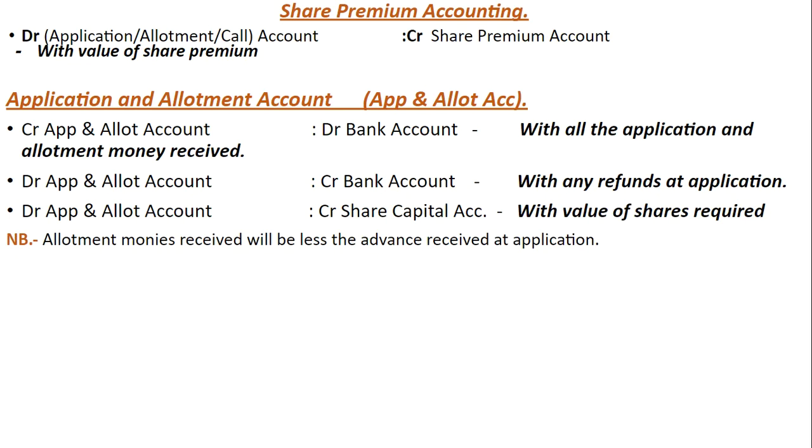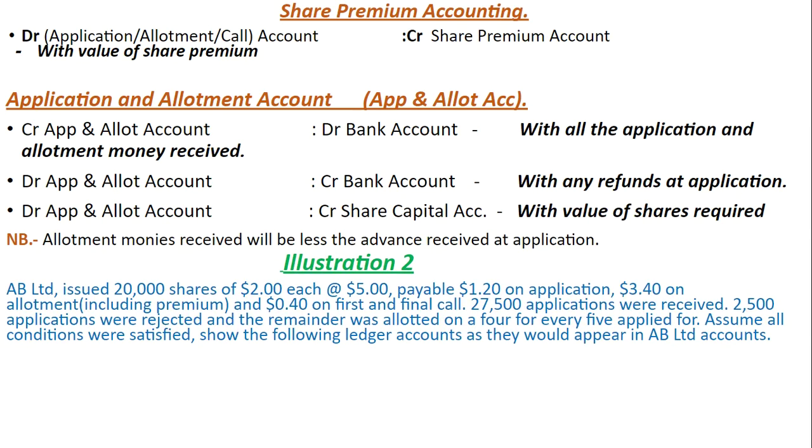Normally, when shares are issued, there is an oversubscription. So when there is an oversubscription, companies may decide to hold on to some of those monies, the excess monies, which will be applied to the allotment monies when they are needed. So when we are preparing this application and allotment account, we need to take note of the excess monies that were received on application but were not returned to the applicants.